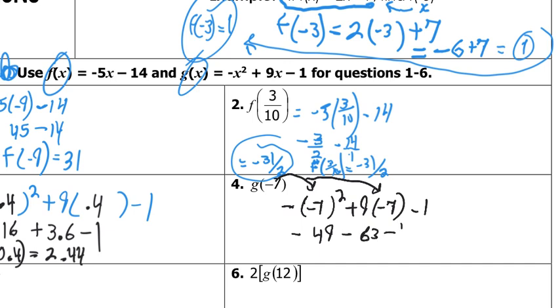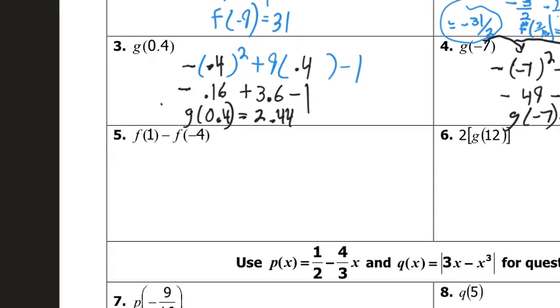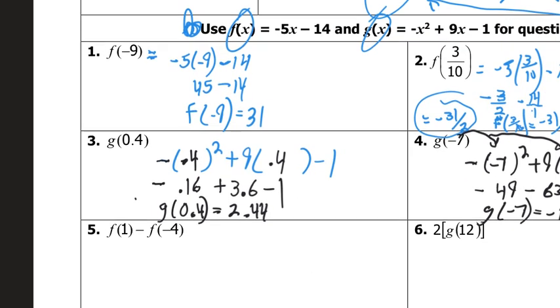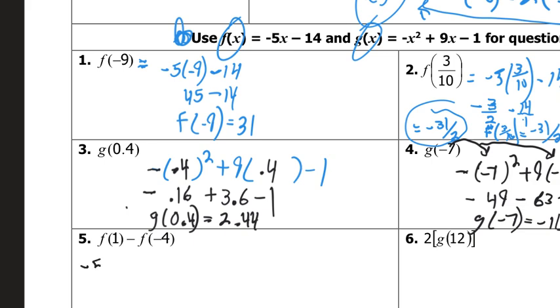63 minus 1, 113, is that right? G of -7 equals -113, right? Okay. Put a 1 in the F, and then let's do that. -5, 1 in a parenthesis. Minus, or no, wait a minute. Yep, -14.